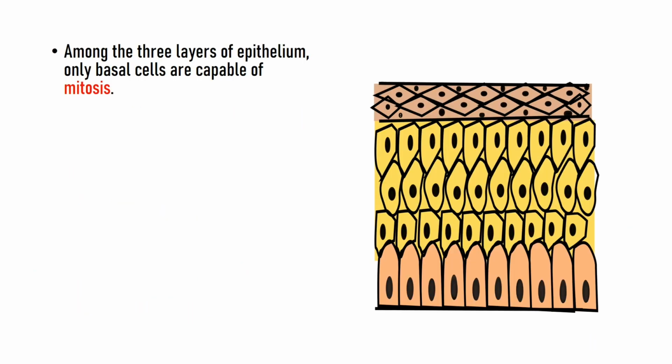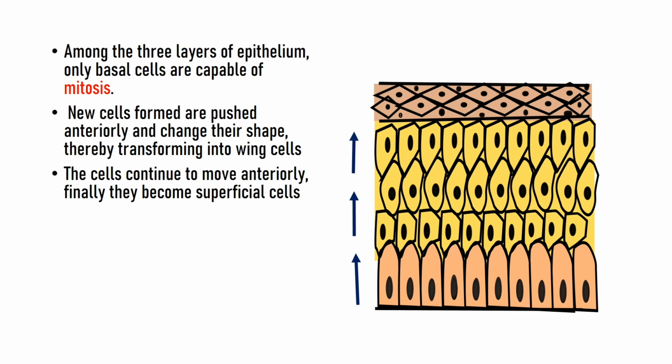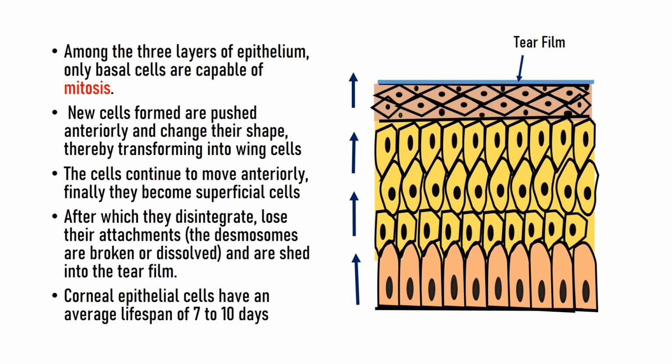As I mentioned before, of the 3 layers of corneal epithelium, basal cells are the only cells capable of mitosis. New cells arise from basal epithelium. They are pushed anteriorly and they change their shape, transforming into wing cells. These cells continue to move anteriorly and become superficial cells. Finally, they disintegrate and lose their attachments. Basically, the desmosomes connecting them break or dissolve and cells are shed into the tear film. Corneal epithelial cells have an average lifespan of 7 to 10 days.